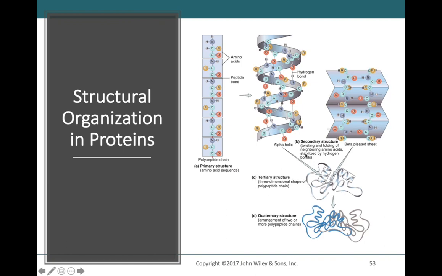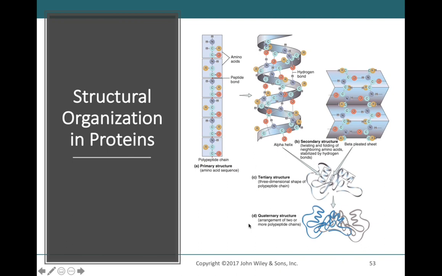So I always used to get the secondary and the tertiary structure confused. The tertiary structure refers to an entire polypeptide chain and how it is going to look three-dimensionally, while the secondary structure refers to only a part of that polypeptide chain and how that part is going to fold three-dimensionally.